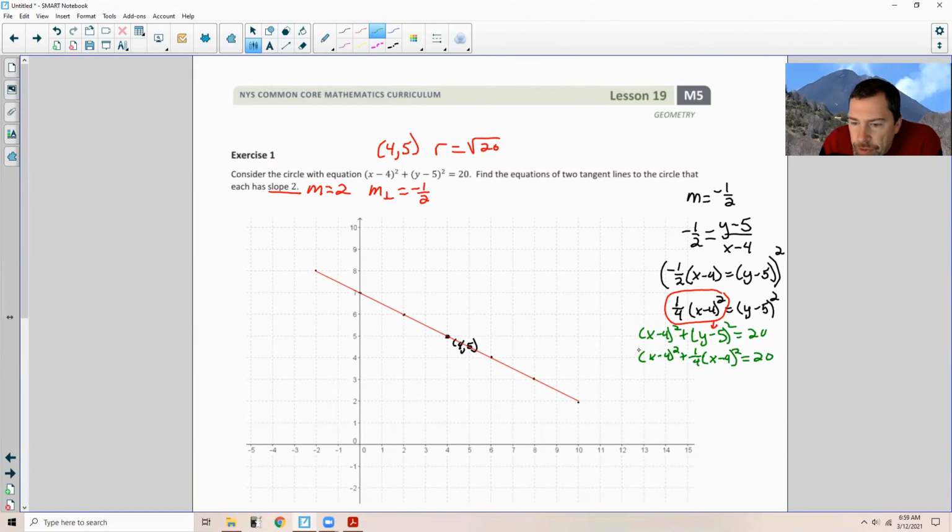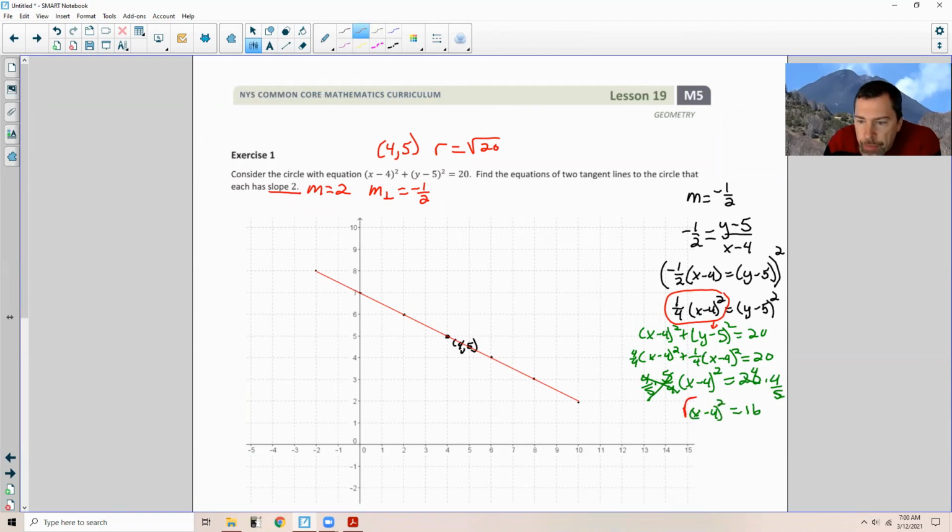So when I add these, this is 1 (x minus 4) squared plus 1/4 (x minus 4) squared. So think of this as 4 quarters. 4 divided by 4 is 1, and that's not changing the value by any means, but then we can see that 4/4 plus 1/4 is 5/4. (x minus 4) quantity squared equals 20. Multiply both sides by the reciprocal to get rid of these, and I multiply this by 4/5. 5 would make the 20 a 4, and 4 times 4 is 16. So I get (x minus 4) squared equals 16.